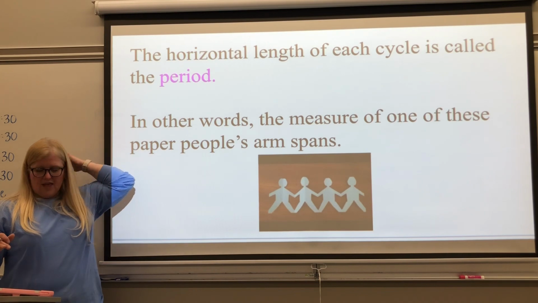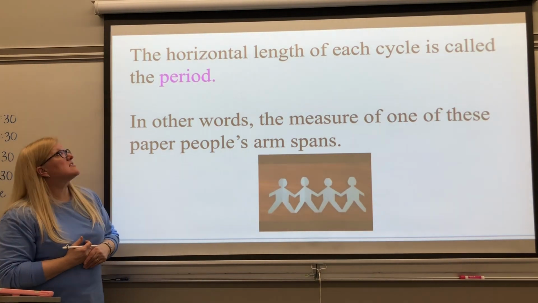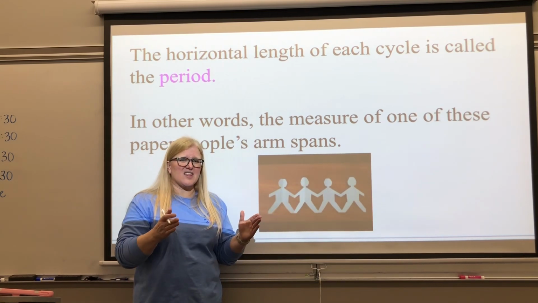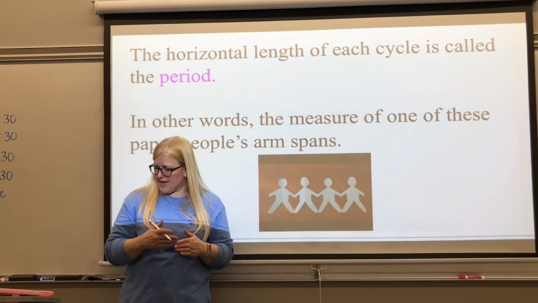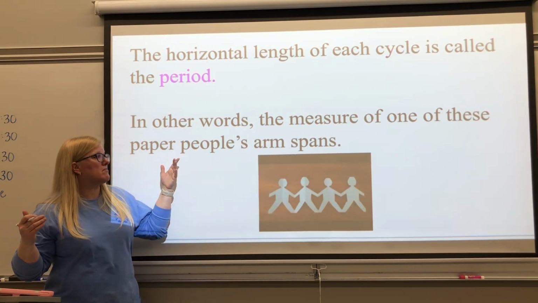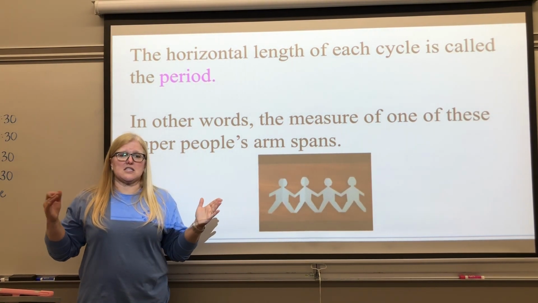The horizontal length of each cycle is called the period. So yes, this is a cycle, but the length of it is the period, all right? So in other words, the measure of one of these paper people's arm spans is the period.